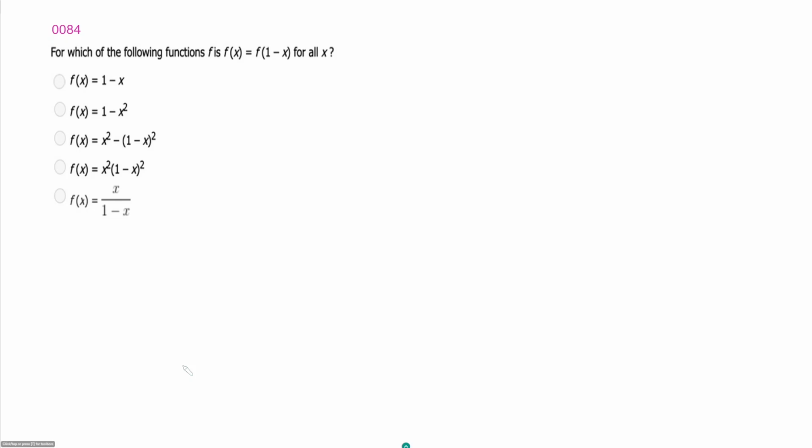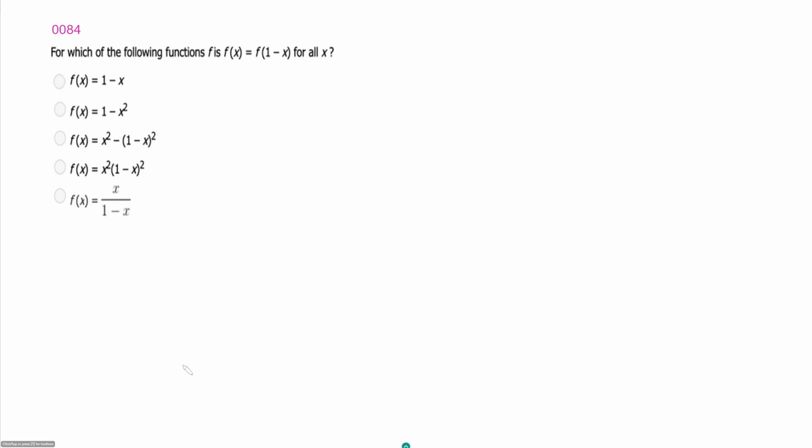Which of the following functions f is such that f of x equals f of 1 minus x for all values of x? For these function questions, especially on these official practice exams, I've noticed they tend to take a long time, especially if you do them algebraically. So typically my strategy here is to plug in numbers, but you have to be very certain about what your criteria is going to be once you plug in those numbers.